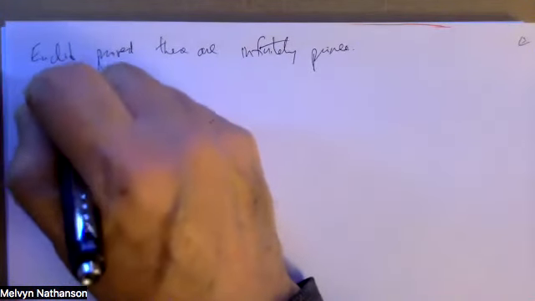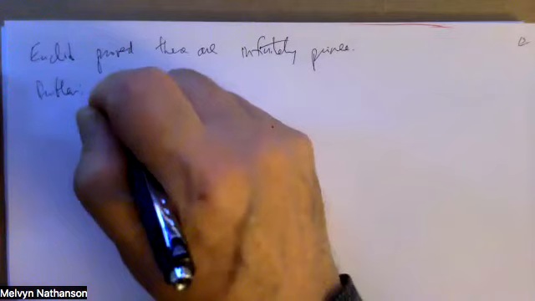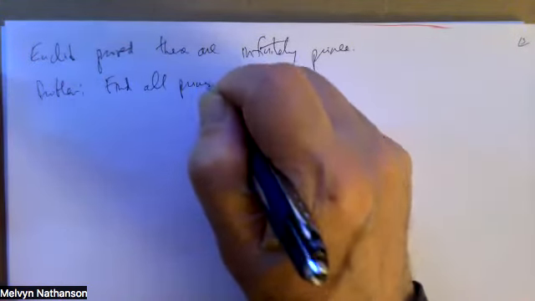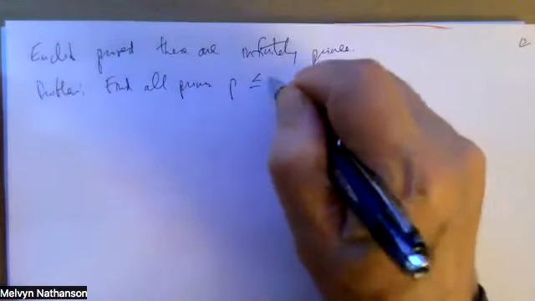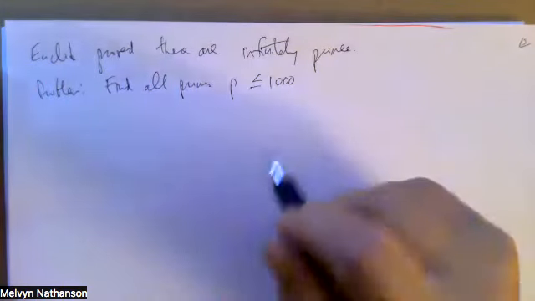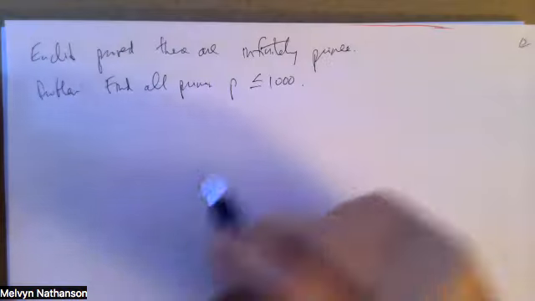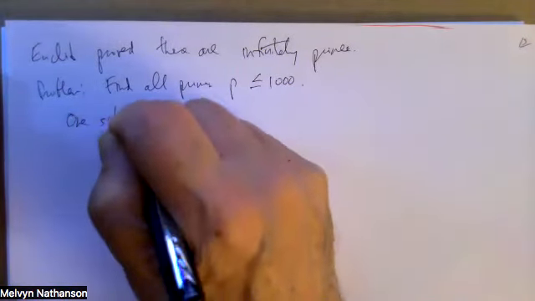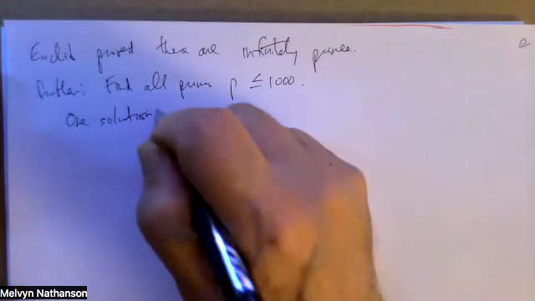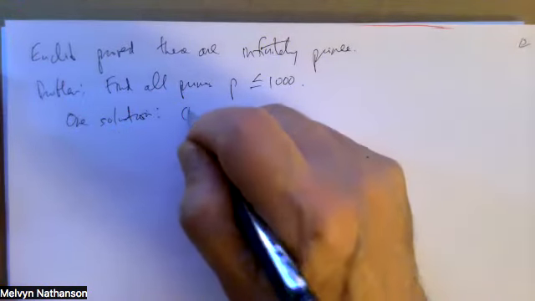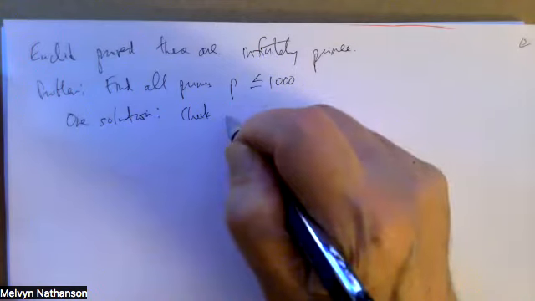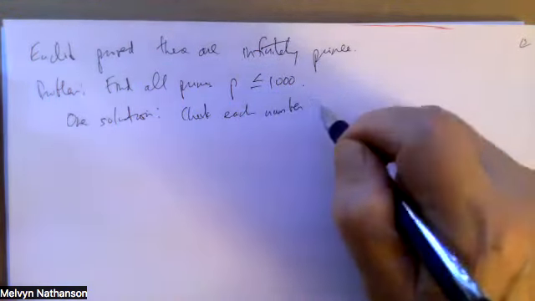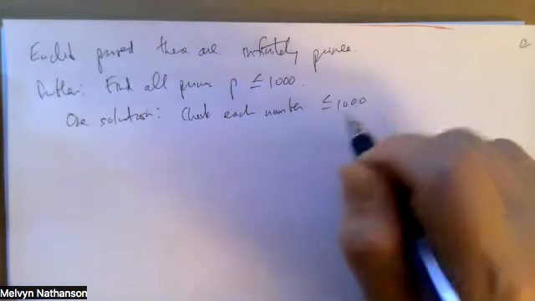Problem. Find all primes p up to 1,000. So, one solution: check each integer up to 1,000.